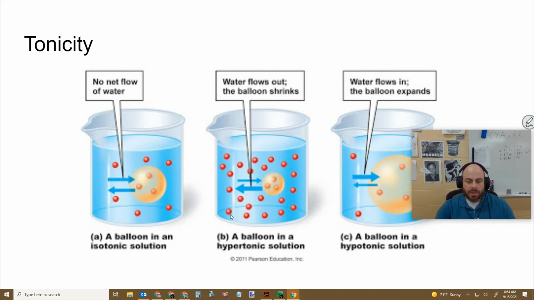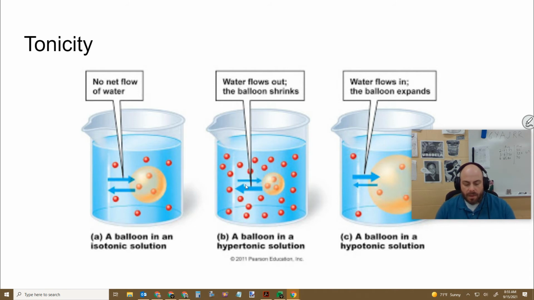In this next picture, you have a balloon in a hypertonic solution. So if the solution is hypertonic, then the inside has less solute, the outside has more solute. And so that word hyper means more. If the solution is hypertonic, it has more solute. That means it has less water. That means that there is more water inside the cell. And so the water inside the cell will move out of the cell, thus shrinking the balloon. A hypotonic solution is the exact opposite. Again, water will move to equilibrium, and so this causes the balloon to expand.